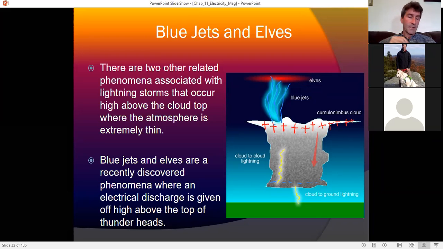the cloud to cloud and the cloud to ground lightning are more common. But we can get discharge, again, upward with these blue jets, where the positive charge will be pumped up into the upper part of the atmosphere.